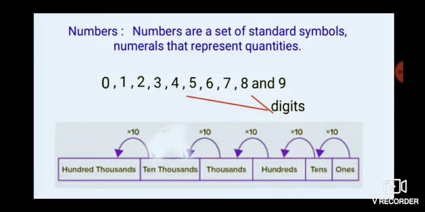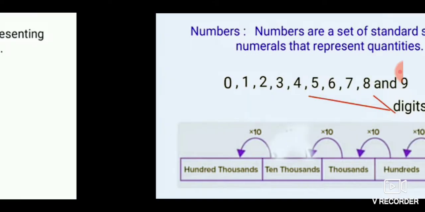So let us see what numbers are. Numbers are a set of standard symbols, numerals, that represent quantities. The numbers are called standard symbols. We can say here 0, 1, 2, 3, 4, 5, 6, 7, 8, 9. These are all the digits. These are called the numbers.